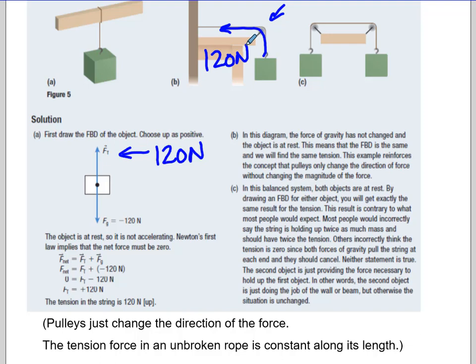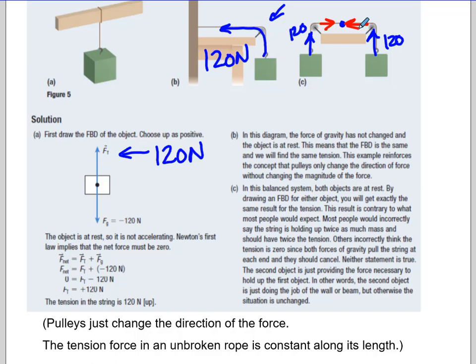Okay, now the third one, C, is the one that most people get wrong because they say, well, this is 120, this is 120, therefore if you went right here it should be 240. And you would be absolutely incorrect. It's just natural to think 120 plus 120 is 240, but that's not the case. At that location right there at the very top, you have a 120 and a 120 in equal magnitude, opposite direction. They balance each other out, and that's why the system doesn't move.